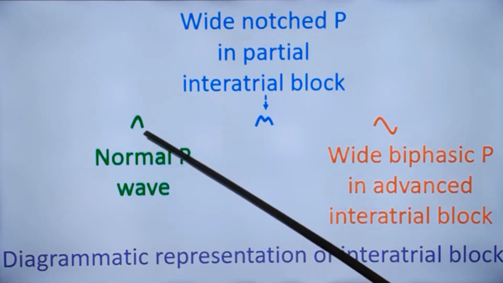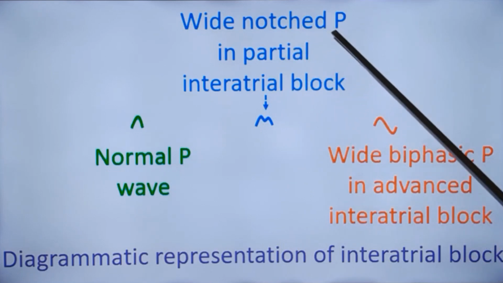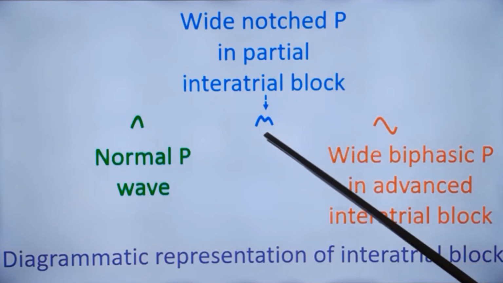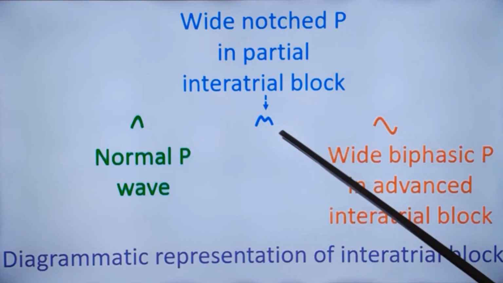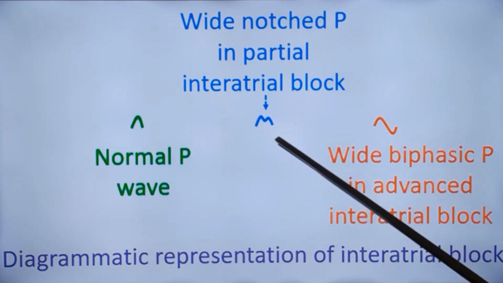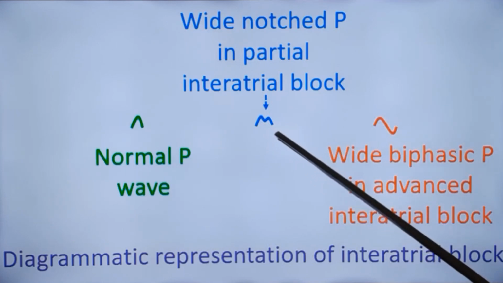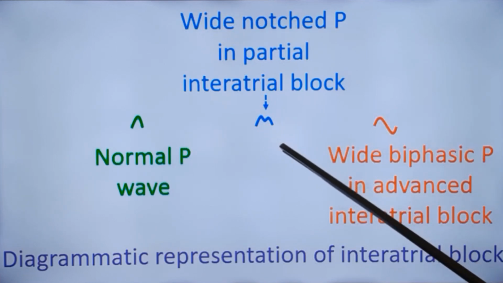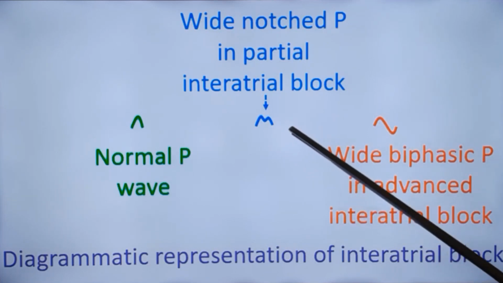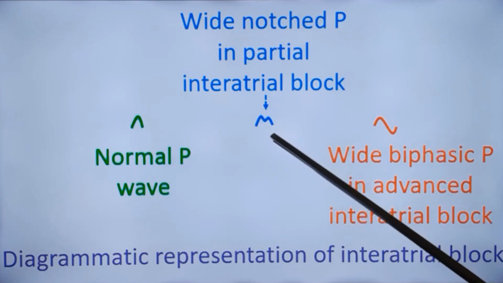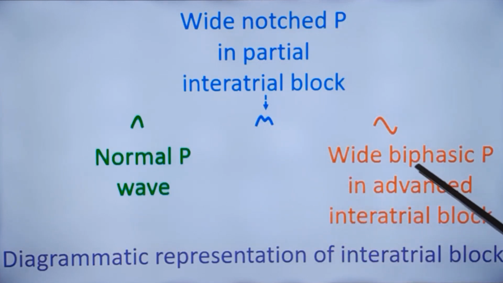This is the normal P wave in inferior leads. When it is wide and notched, it can be partial interatrial block if there is no evidence of left atrial enlargement on imaging studies. That is P mitral like morphology without associated left atrial enlargement on imaging studies. Occasionally, this can also be associated with left atrial enlargement. Then differentiation will be difficult. In advanced type of interatrial block, there are wide biphasic P waves. That is how it is represented.